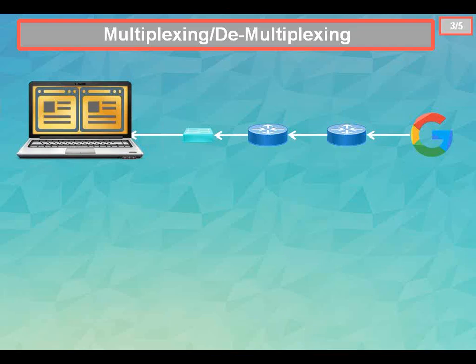Okay, so multiplexing and demultiplexing we have learned, where applications are recognized. If multiple applications are present, they will be recognized with the help of something called a port number. I have studied.